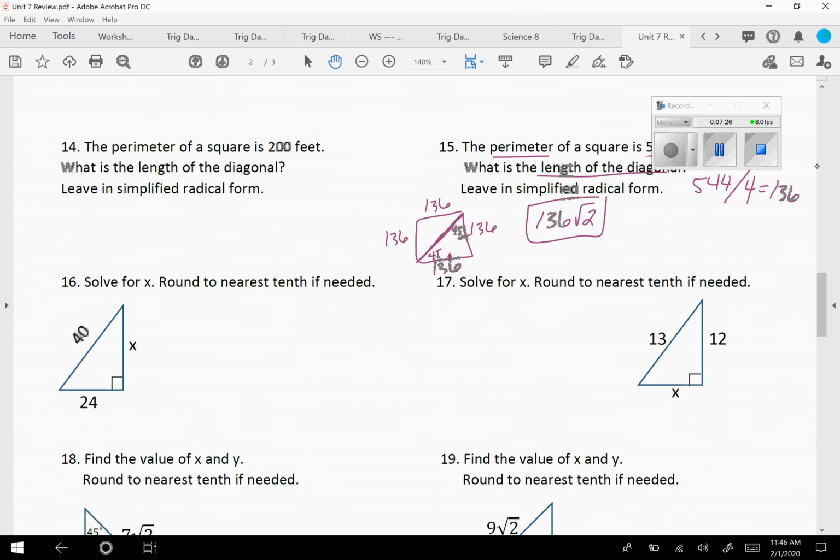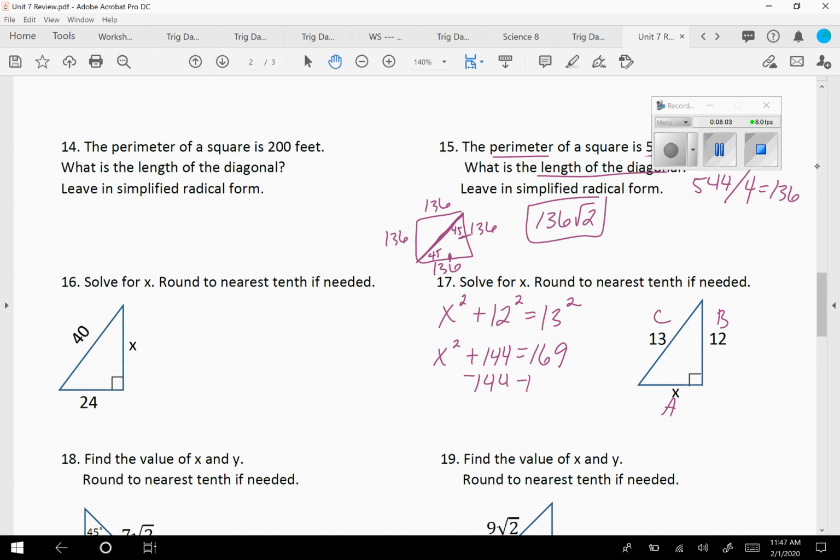Question 17, solve for x. Round to the nearest tenth if needed. Okay, do we see any angles here besides the 90? No, so that tells us Pythagorean Theorem. And we label A, B, and C. So a squared, which is x, so x squared plus b squared, that's 12 squared, is equal to c squared, so 13 squared. Okay, x squared is just x squared. 12 squared is 144, and 13 squared is 169.